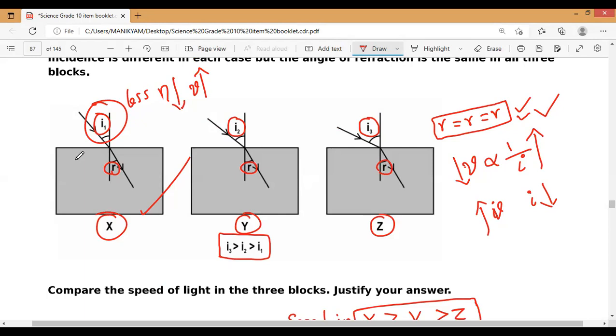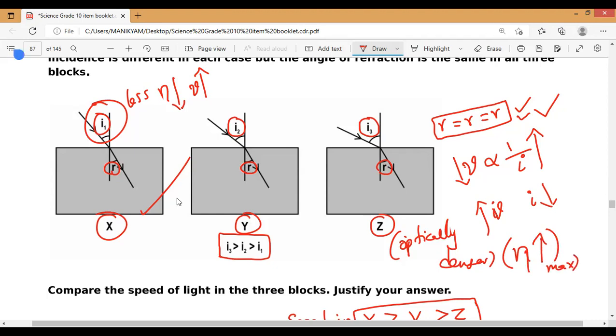Yes, sir. From this you can say which is the optically denser medium. That is also I'll ask you. Can you tell me which is the optically denser medium? X. This is the optically denser medium. This is also one of the questions, add it down. Because the refractive index is maximum, do you understand it?